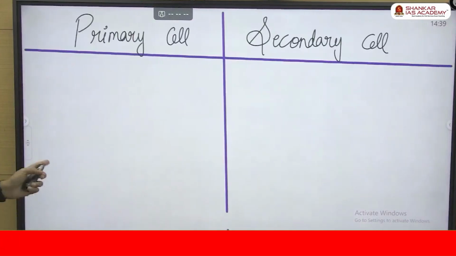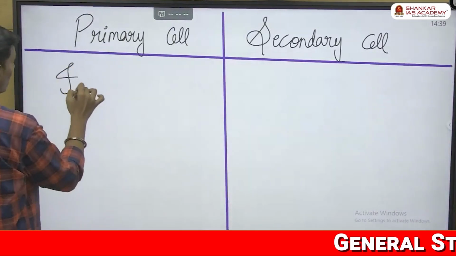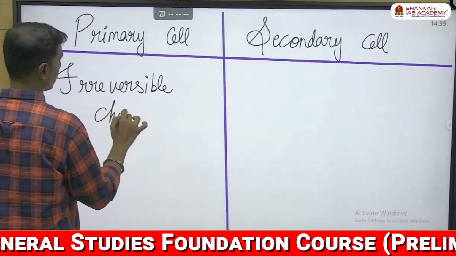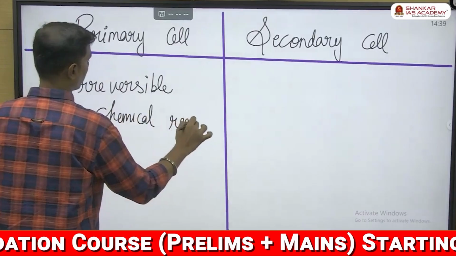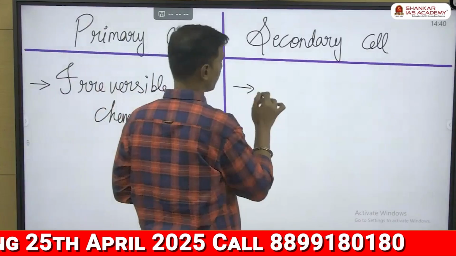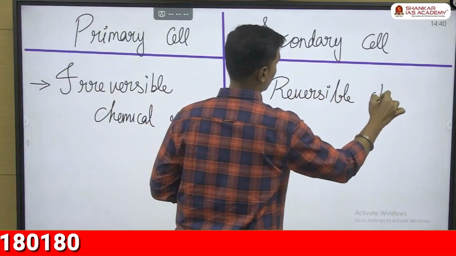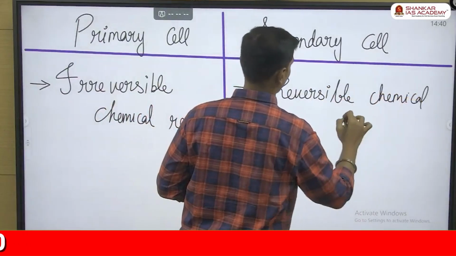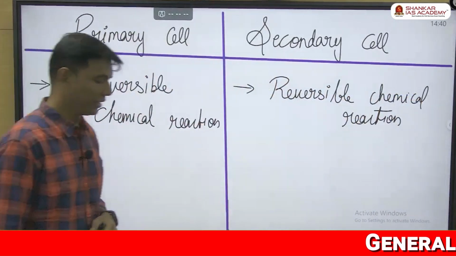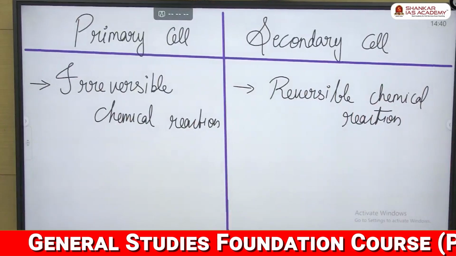We understood till this? Next, for primary cell, you can write: electricity or current is derived by irreversible chemical reaction. For the secondary cell, this is derived by reversible chemical reaction. Primary cell, irreversible chemical reaction. And secondary cell, reversible chemical reaction.